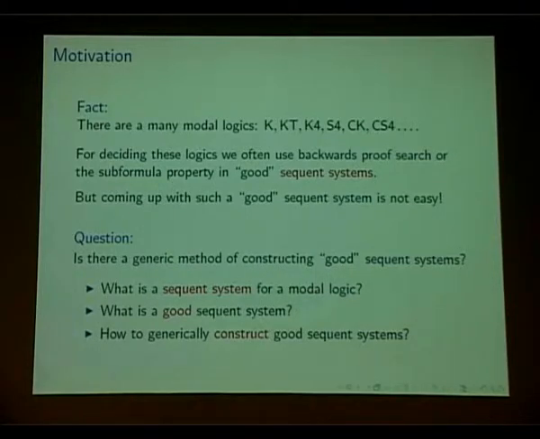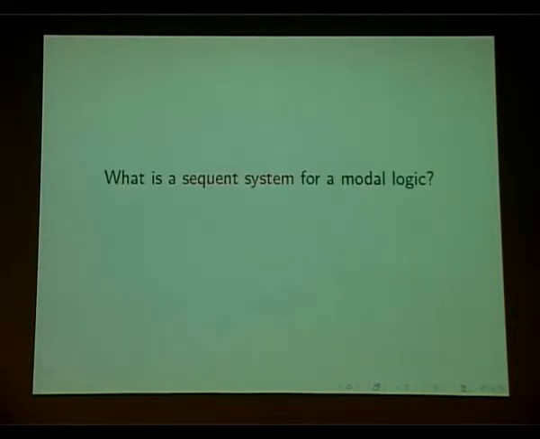Okay, this question breaks down into three parts, basically. So the first is, what exactly do we mean when we talk about a sequence system? So which formats should the rules have? The second one is, well, okay, suppose we know what a sequence system is, suppose we know what a rule is, then what is a good sequence system? And finally, once we know what a good sequence system is, we would like to know how to construct one. Okay, I'll go through these three parts one by one. So let's start with the first. What exactly is a sequence system for a modal logic?